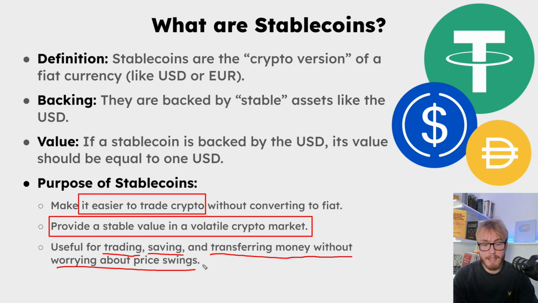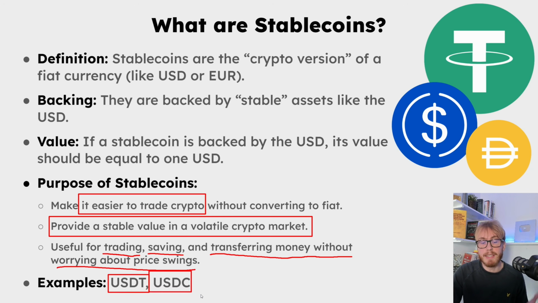So let's say you wanna sell Bitcoin and then move into something else. Instead of having to buy that thing directly and perhaps lose money to spreads or other fees, you can sell it for a stablecoin where you don't really have to worry about the price swings, which always happen in the crypto markets. And last but not least, some examples of stablecoins are USDT and USDC.